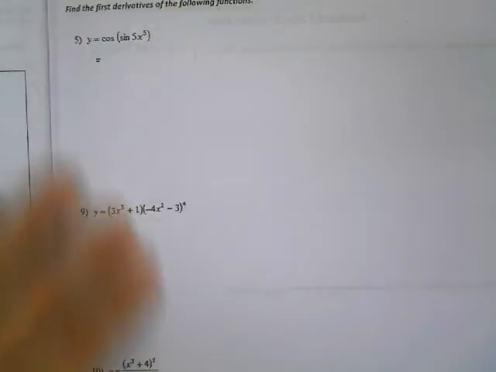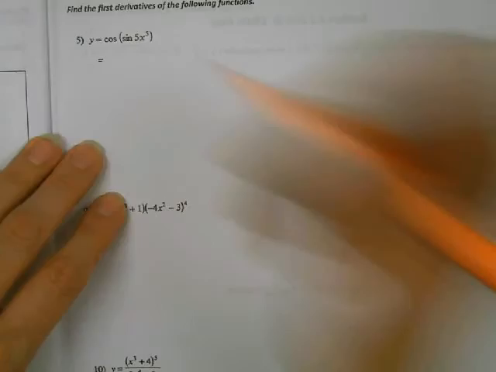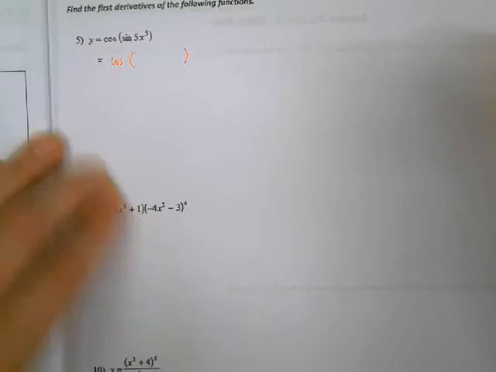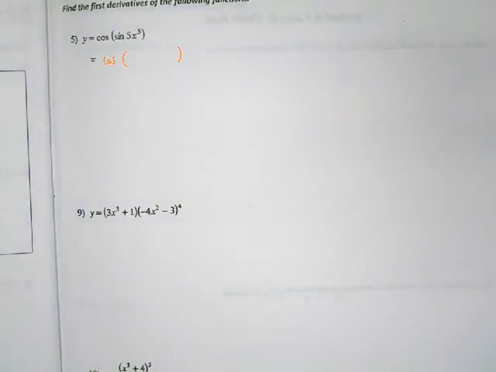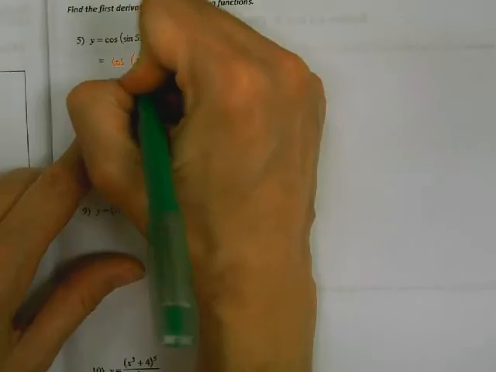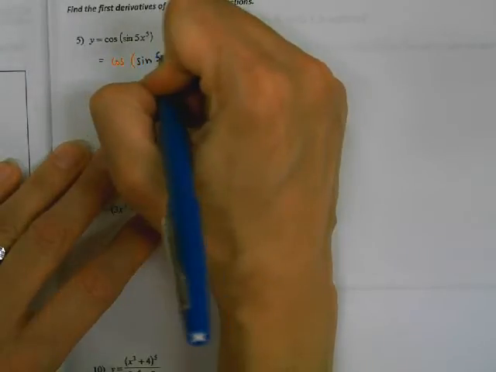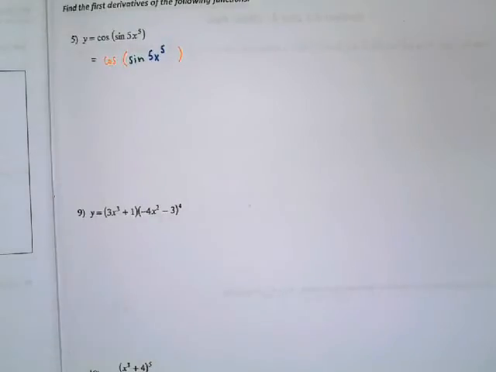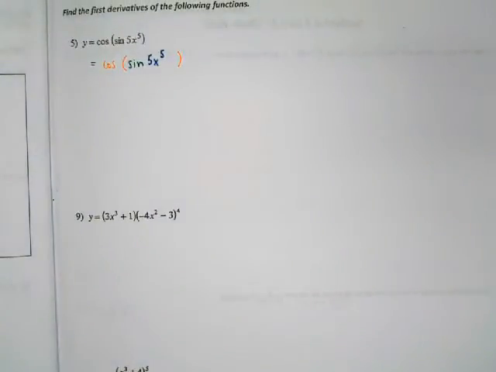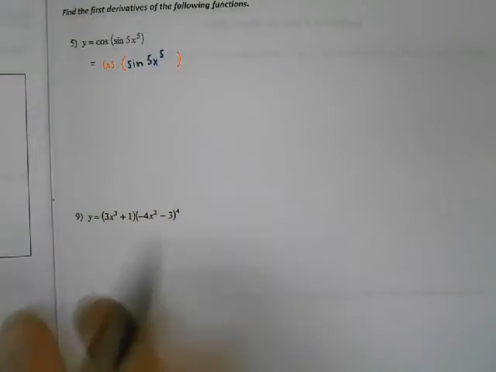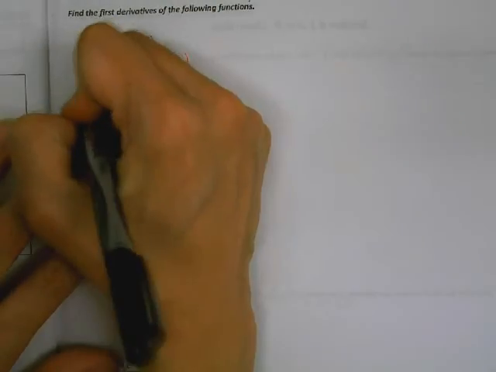So number 5, I'm going to go ahead and rewrite this. Now our outside function is cosine. If I go one level in, I have sine. And then my innermost function is this 5x to the 5th. So again, I sound like a broken record, right? But the idea is that we work from the outside in.